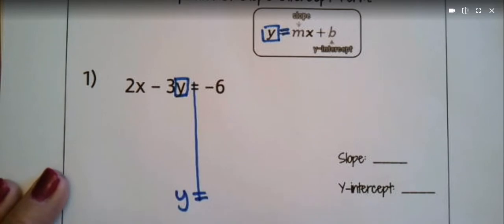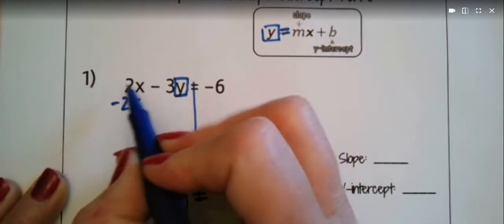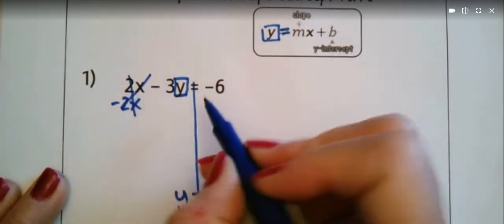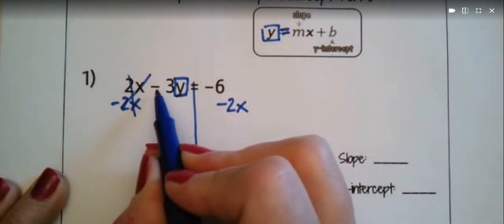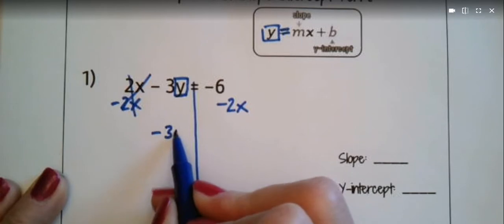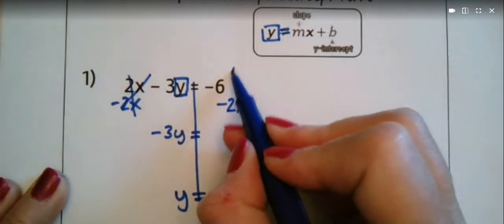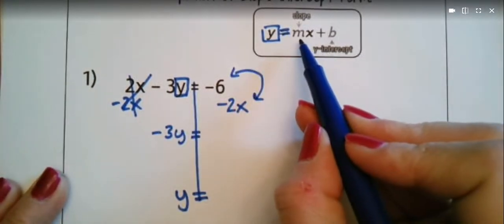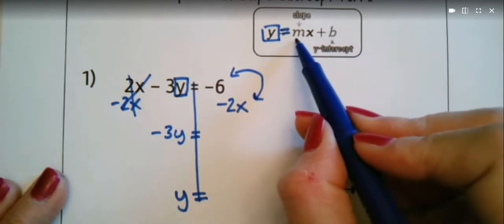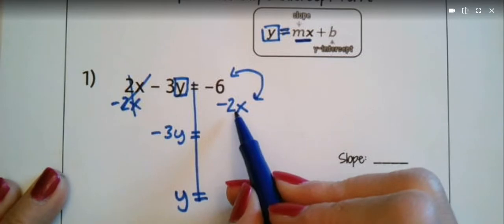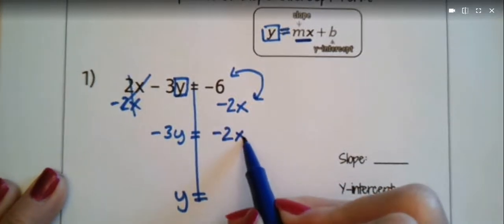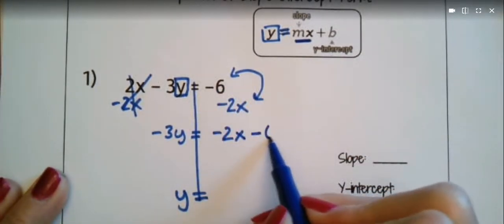To make a 2x into a 0, I'd want to subtract it. So 2x minus 2x will give you 0. Be sure you do it on the other side as well. Then I'm going to drop down the -3y. Now over here on the other side, remember the goal is to get this to read y equals mx plus b. We want the term with the x first because that's going to be our slope. So I'm going to want to write minus 2x first and then the -6 after that.